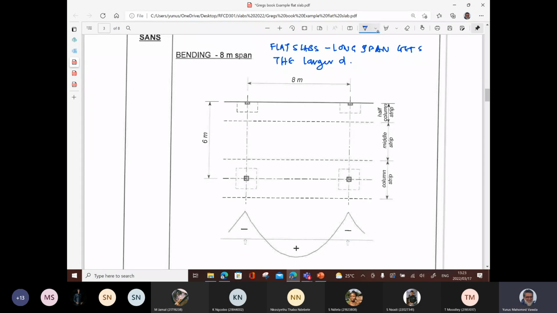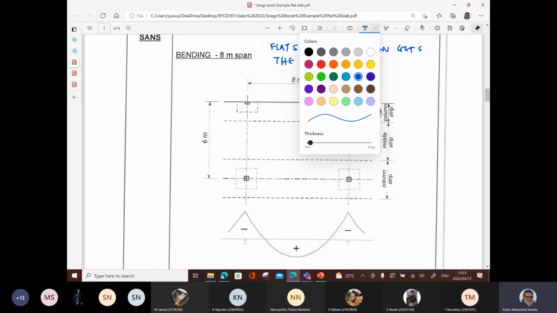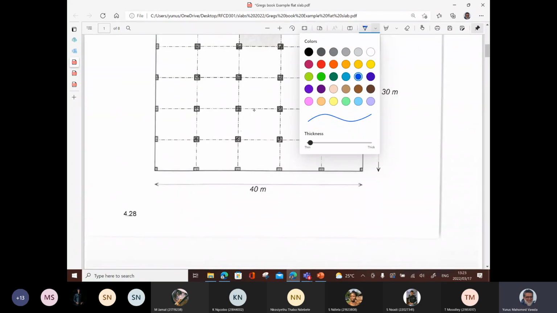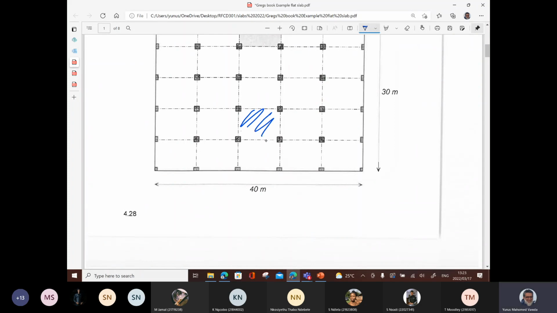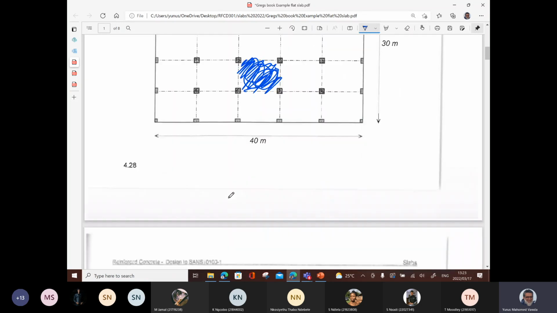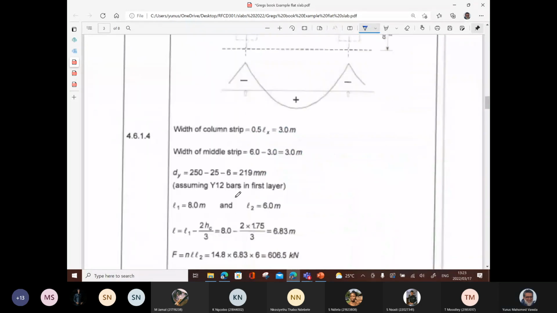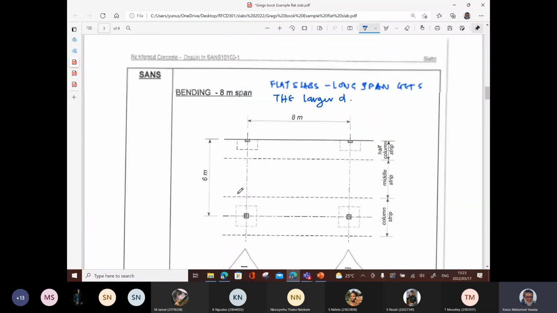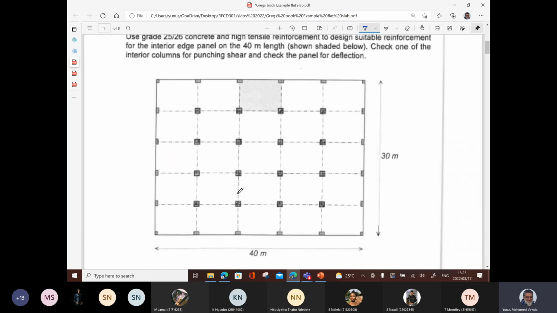So this is the load on the panel, on a typical panel. Right, so we look here, this is the load on a typical panel. Take a typical panel there, right? And that's the load on it. Right, the total load on that panel is going to be 600 and, where did we find it? 606.5.